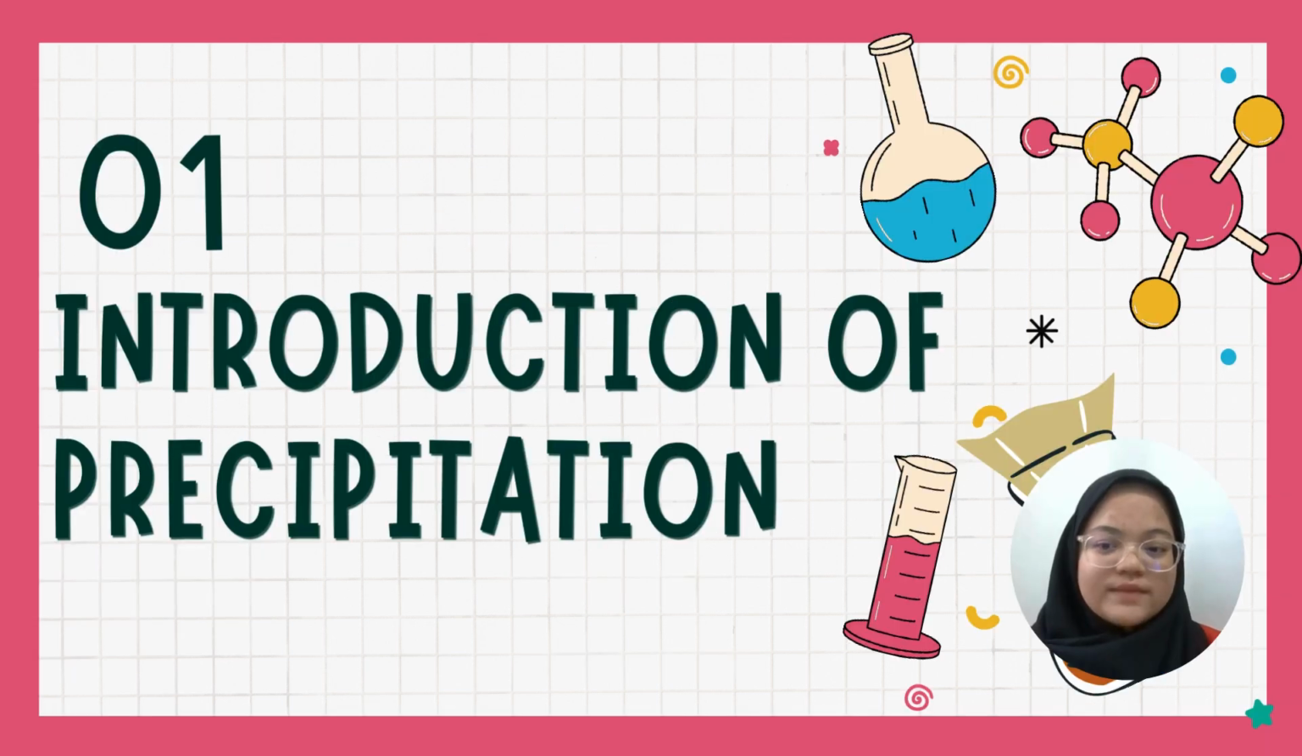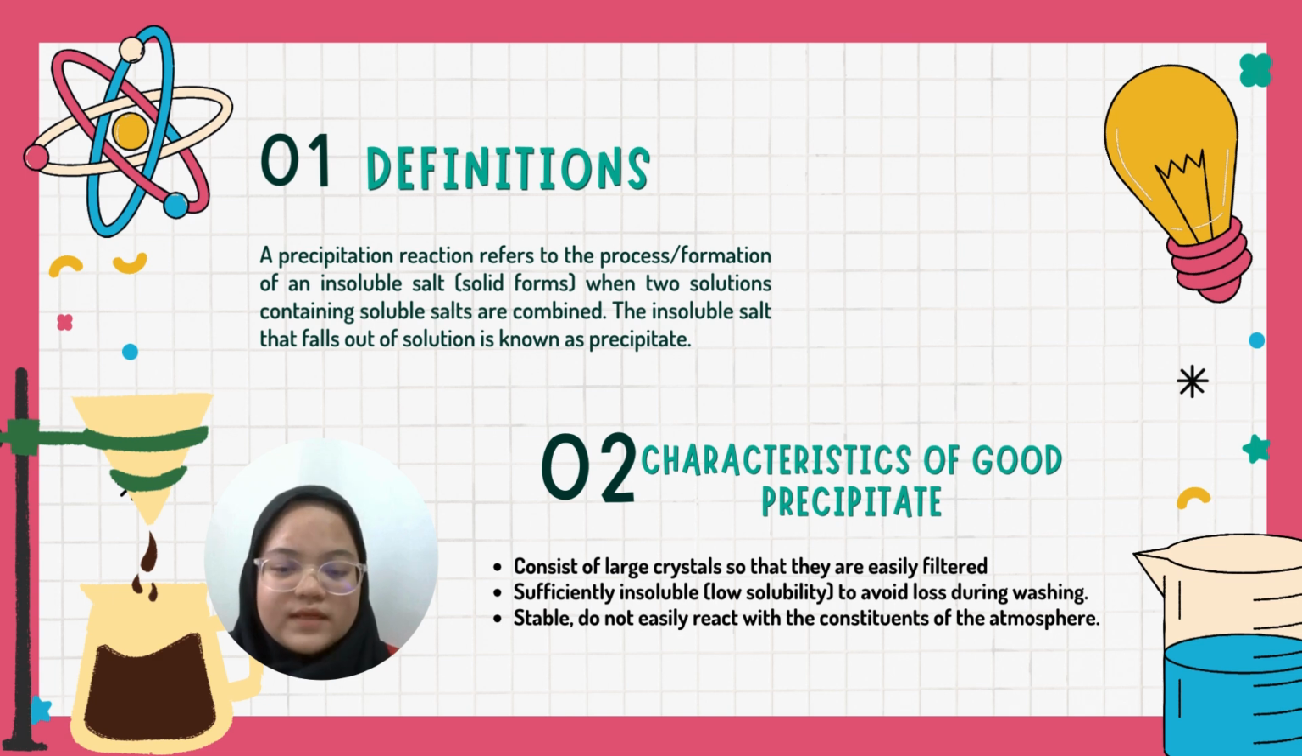First, I will talk about introduction of precipitation. For definition, a precipitation reaction refers to the process of formation of an insoluble salt in the solid form when two solutions containing soluble salt are combined. Then, the insoluble salt that falls out of the solution is known as precipitate.